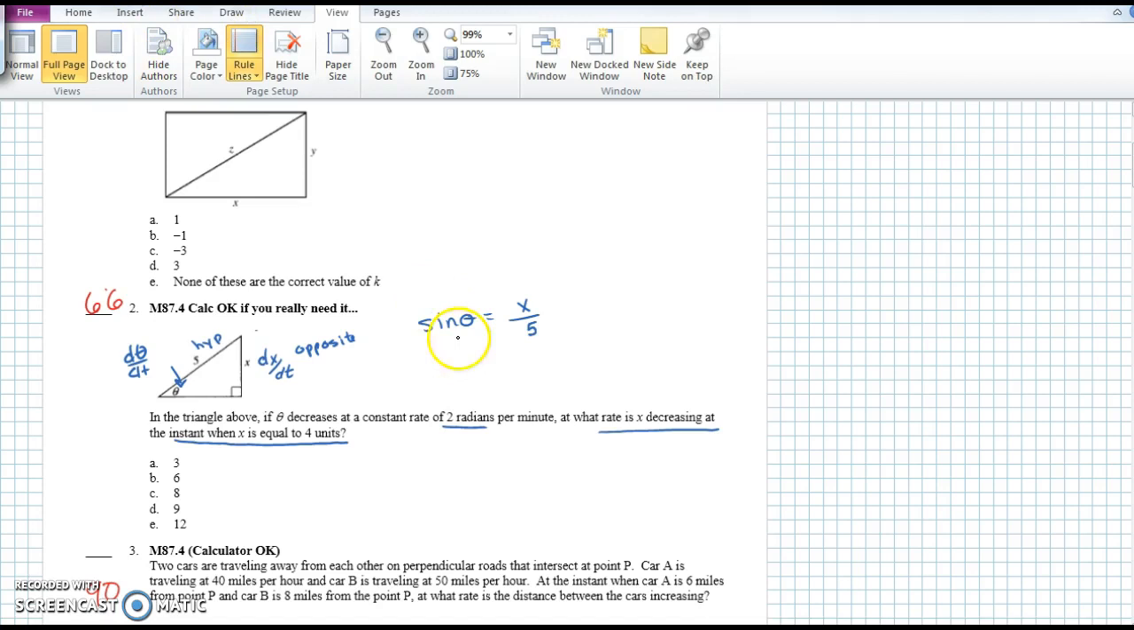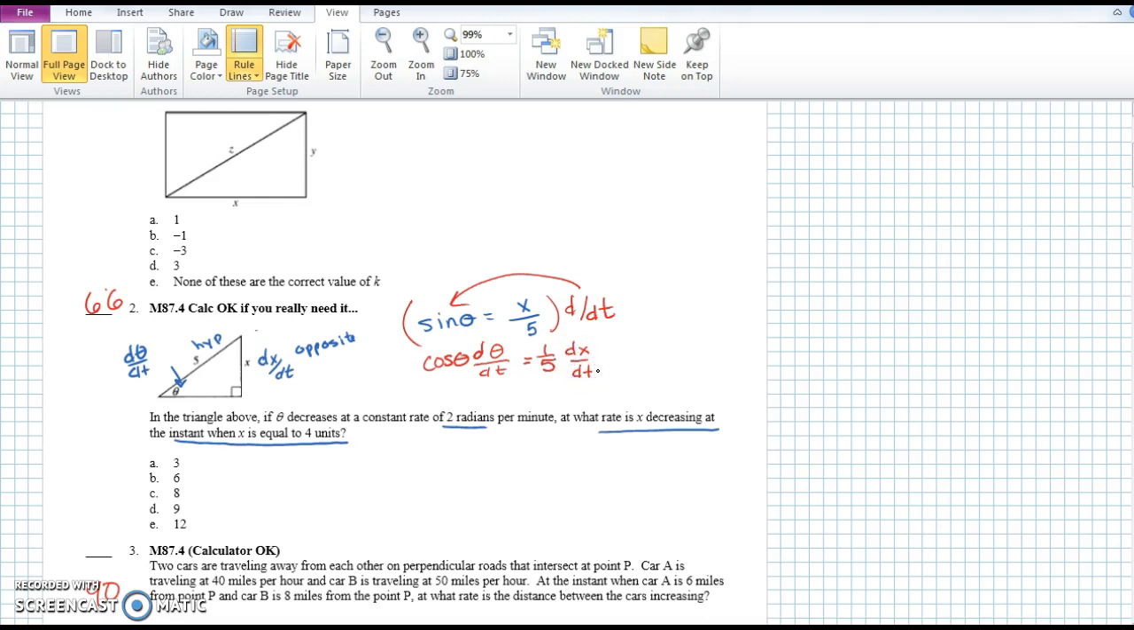Now, to introduce the rates I need, I will differentiate with respect to time. The derivative of sine is cosine theta, d theta/dt, and this is equal to 1/5. The derivative of x is just dx/dt.